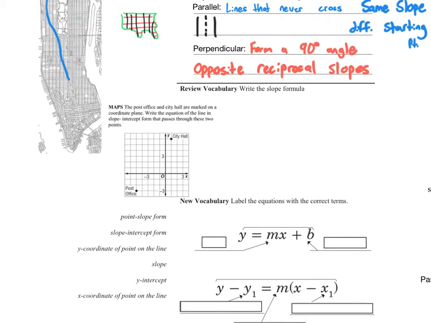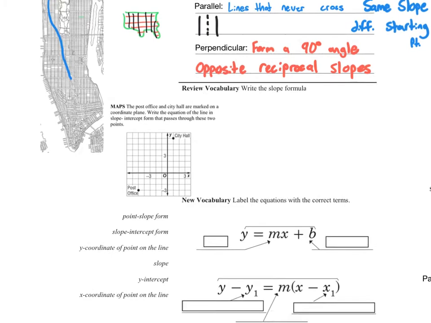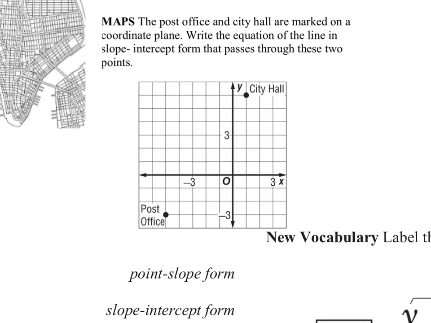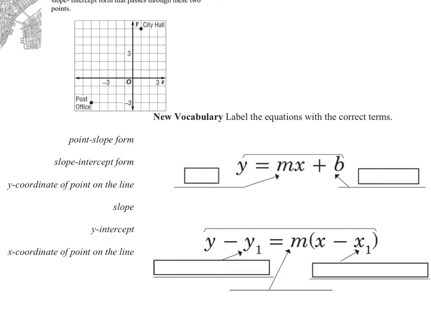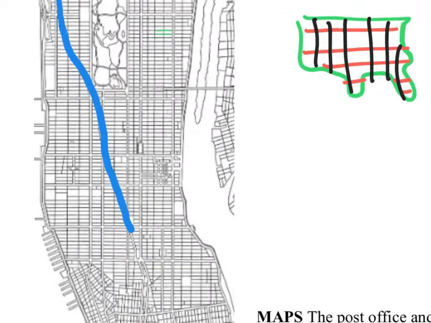So here's some of the things that we'll ultimately be able to do. We've got a city map here. The post office and city hall are marked on the coordinate plane. We're going to write the equation of the line in slope-intercept form that passes through these 2 points. And then we can do other things as well, such as add on other spots and maybe bring in perpendicular lines, because you'll see that on city grids they have parallel roads and perpendicular roads, making those 90-degree angles.